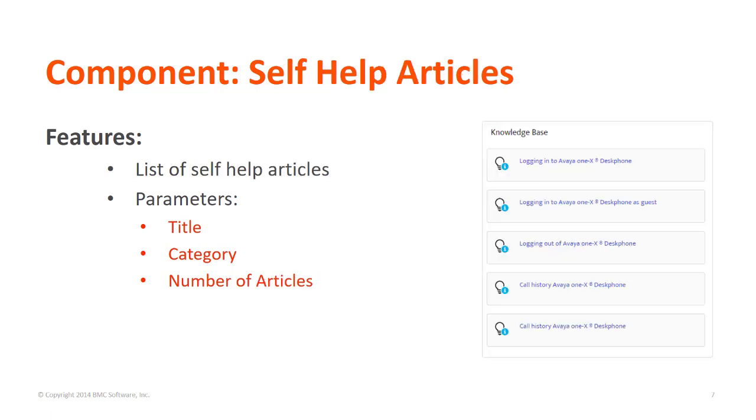The component Self-Help Article displays a list of self-help articles. The component has three parameters: title, category, and number of articles to display. Title allows a custom title to be displayed in the header. Category filters the list of self-help articles to just those for the selected category and its subcategories. Number of articles to display controls the maximum number of self-help articles displayed. All three parameters are optional.